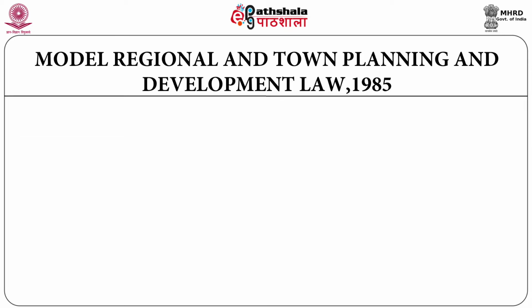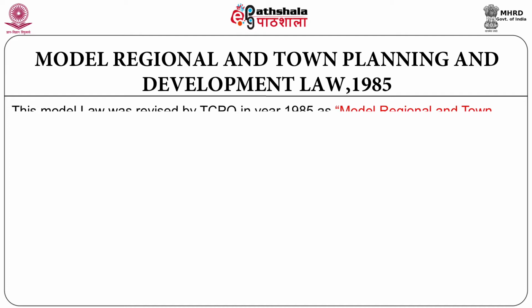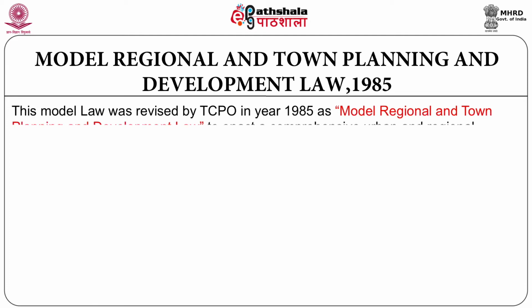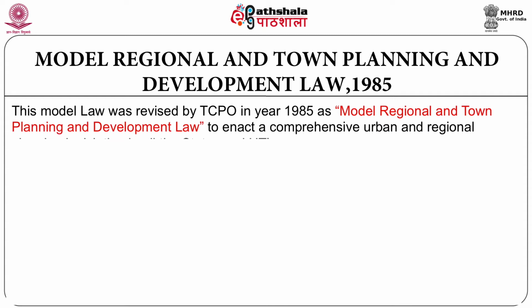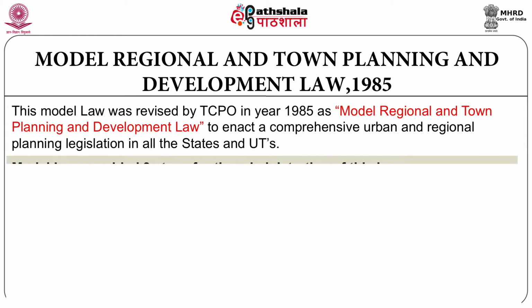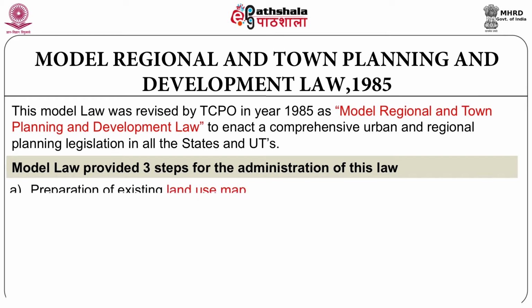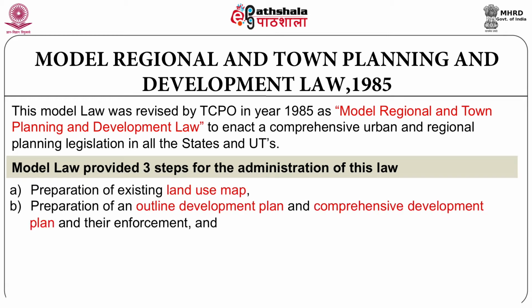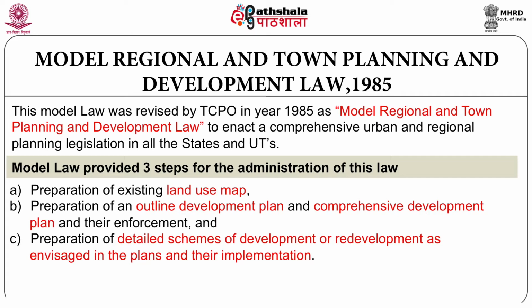We start with the Model Regional and Town Planning and Development Law of 1985, which was revised by the Town and Country Planning Organization to enact a comprehensive urban and regional planning legislation in all the states and the union territories. And this model law provided 3 steps for the administration of this law. One is the preparation of existing land use map. Second is the preparation of an outline development plan and comprehensive development plan and their enforcement. Then preparation of detailed development schemes or redevelopment as envisaged in the plans and their implementation.